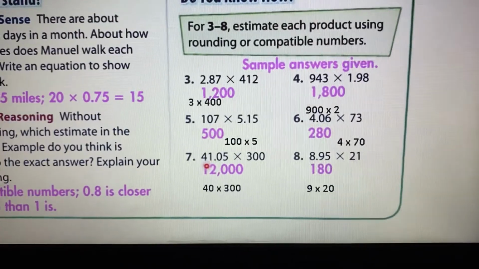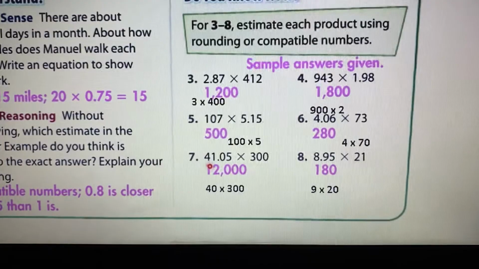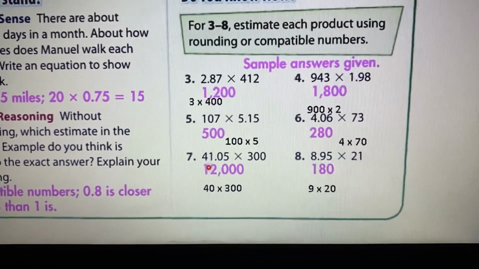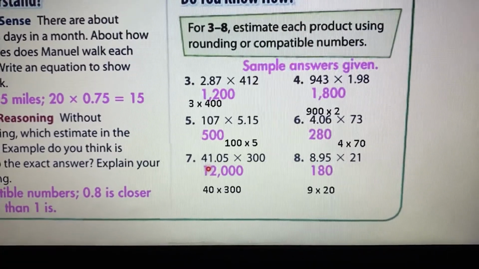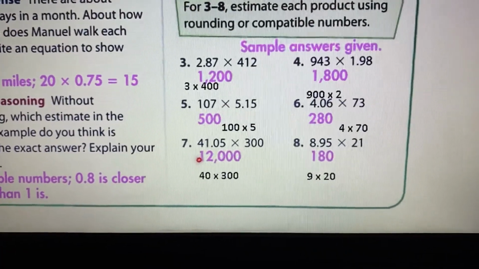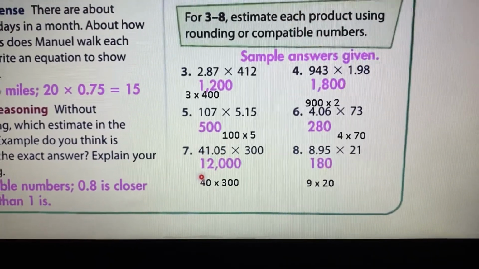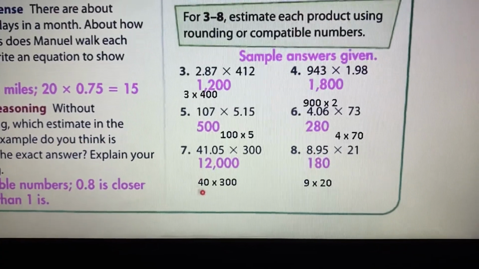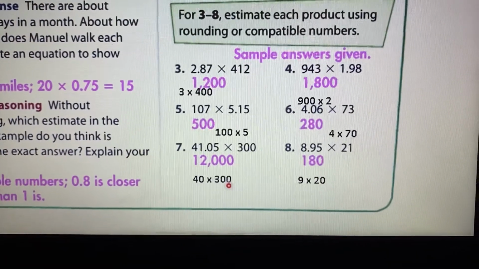Here, look at this question. 41.05, or 5 hundredths. Now, in this case, we may have more than one correct answer. One of you will say, teacher, I want to round it to the nearest number, which is 41. It's totally correct. 41 times 300. But here they choose the compatible numbers. Why? It is easier to multiply 40 than multiplying 41 by 300. So here we use the compatible numbers to make it easier for us to multiply.